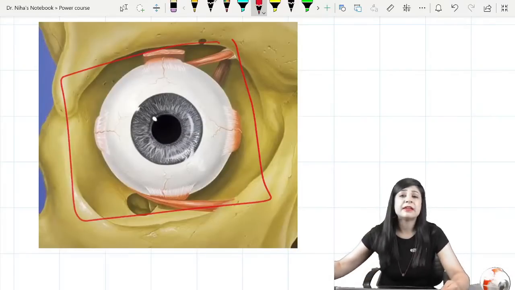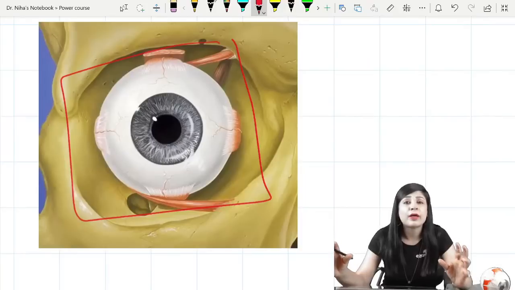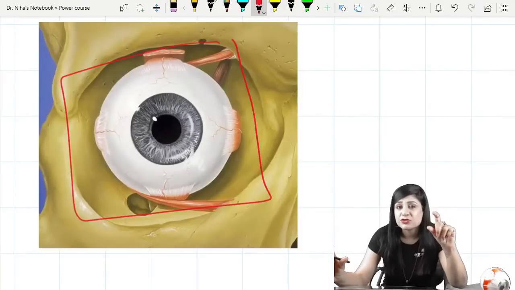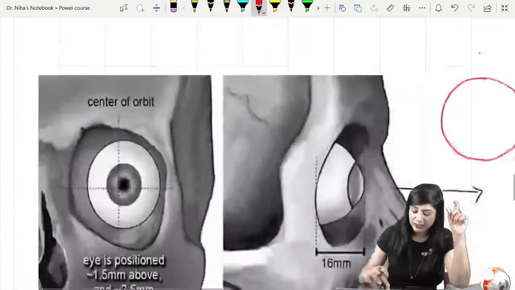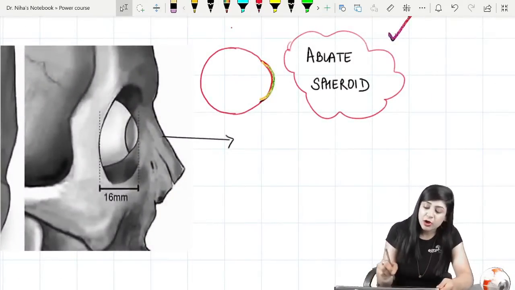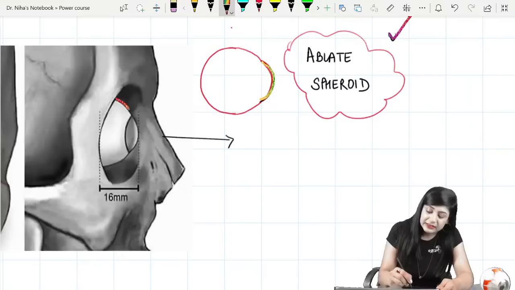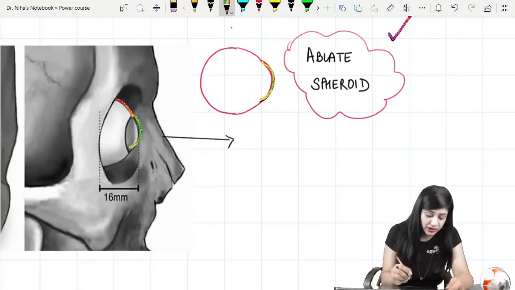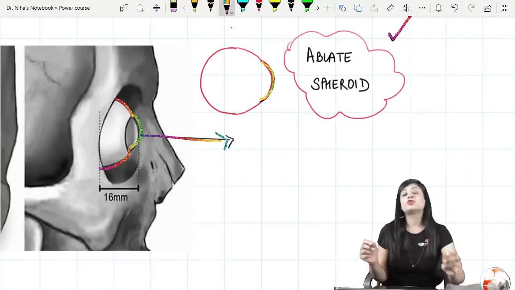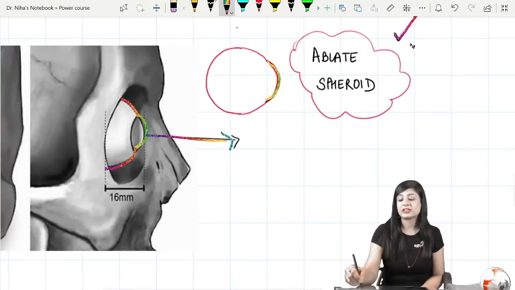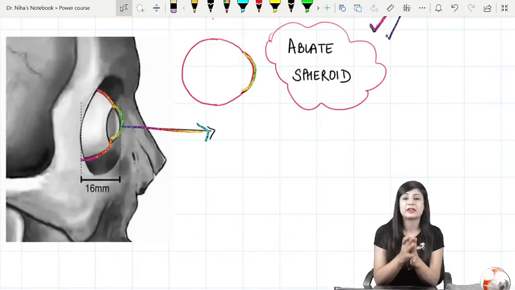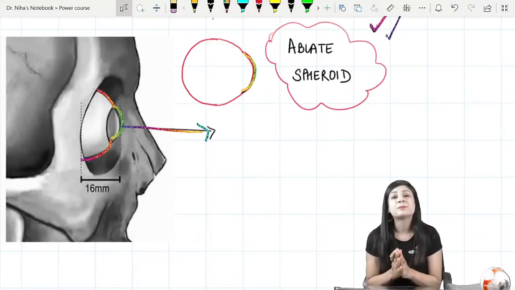So basically, the structure of the orbit and the eyeball. When you concentrate on the shape of the eyeball, it is not a perfect sphere. It has an extra curvature anteriorly, like this. Due to this extra curvature, it is called an oblate spheroid. It is not a perfect spheroid. It is an oblate spheroid.